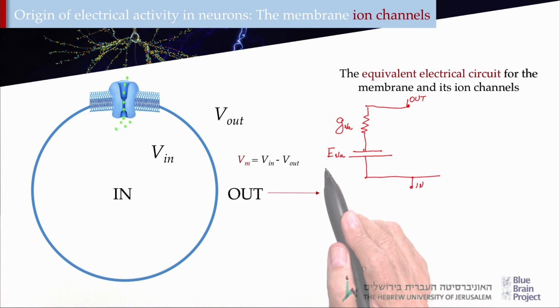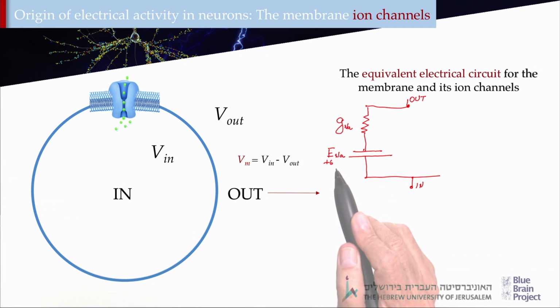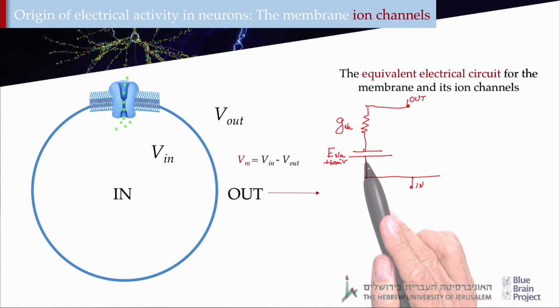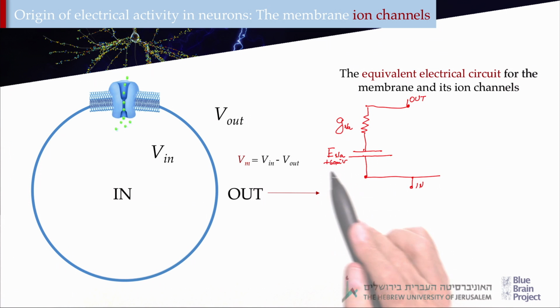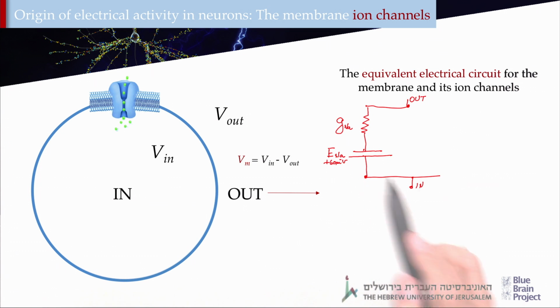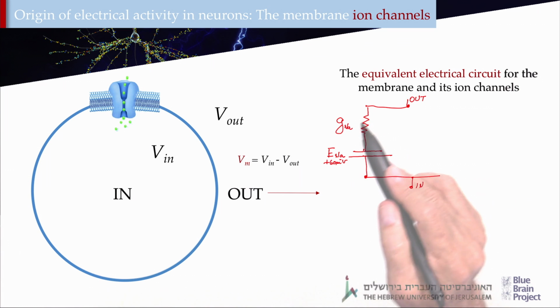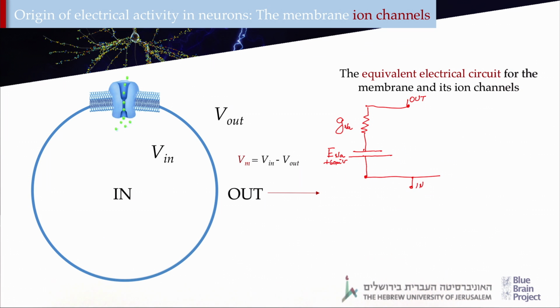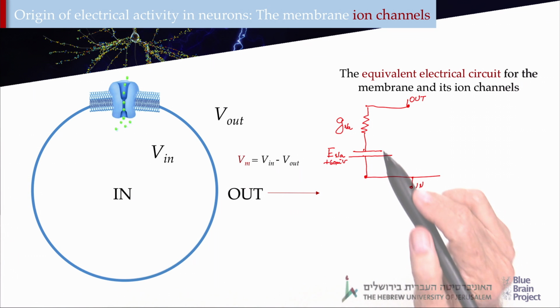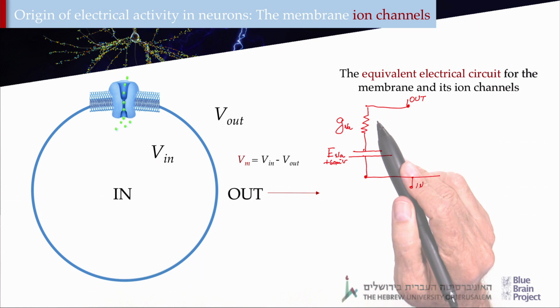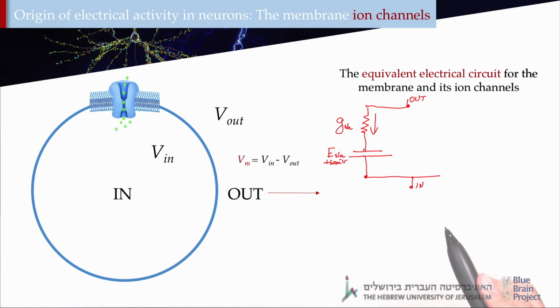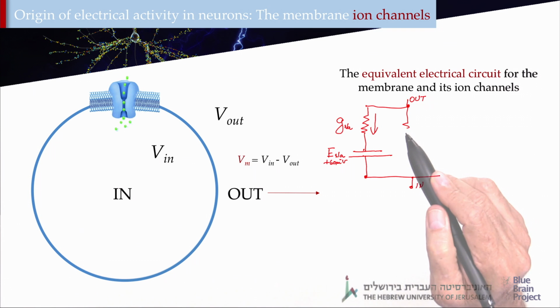We know that it's on the order, as we said before, of plus 60 millivolts. And so you can see that the longer part of the battery is directed towards the inside. This means that this battery is positive inside. And this is, as I said, the total conductance that will enable sodium currents to flow from the outside to the inside of the cell.